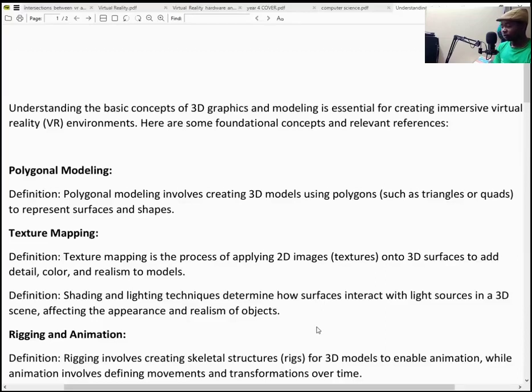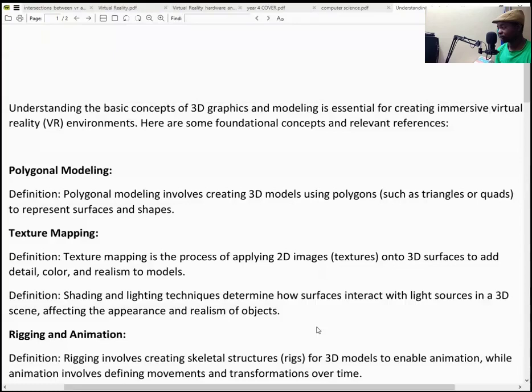Hello, people. Today I want to share with you about 3D graphics and modeling and the related technologies behind it. The fundamental technology behind 3D graphics and modeling is polygon modeling. You have texture mapping, rigging, and animation. Those are the three major key tenets behind 3D graphics and modeling in relation to virtual reality, which is the bigger picture we are looking at.